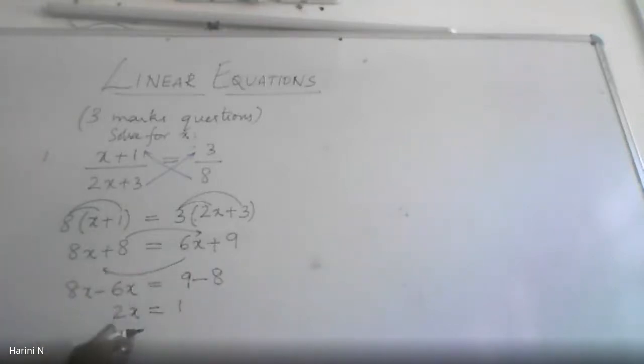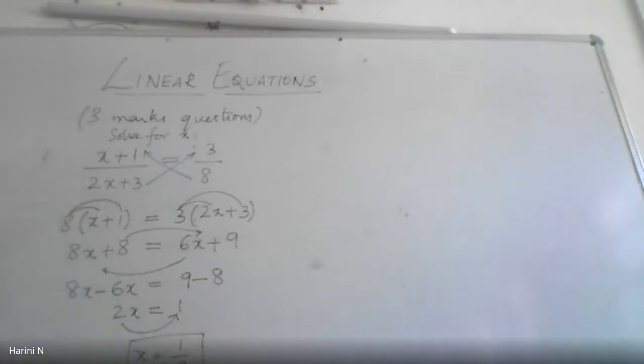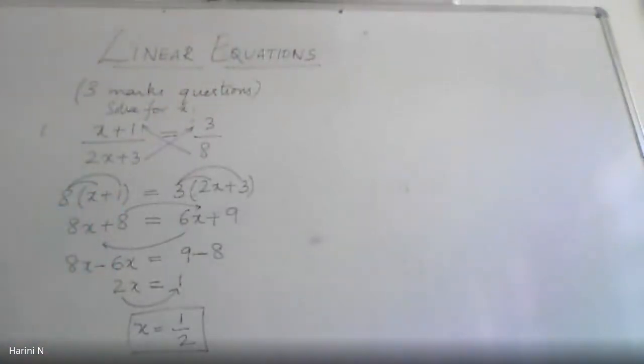2x means 2 into x. So when this 2 is transposed there, it goes as division. So your x will become 1 divided by 2, or in other words, x is equal to half. Is that clear? So these many steps are involved here. So such kind of problems where the equation is not in the linear form. First you have to convert it to a linear form, then go and solve the equation. So this is eligible for a 3 marks. That is a section C.